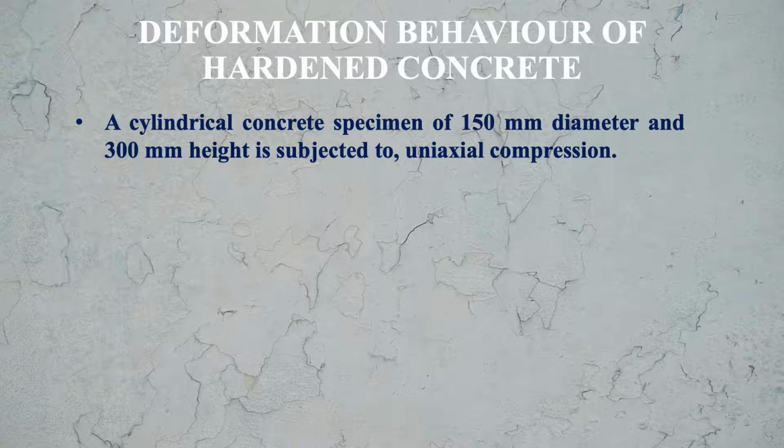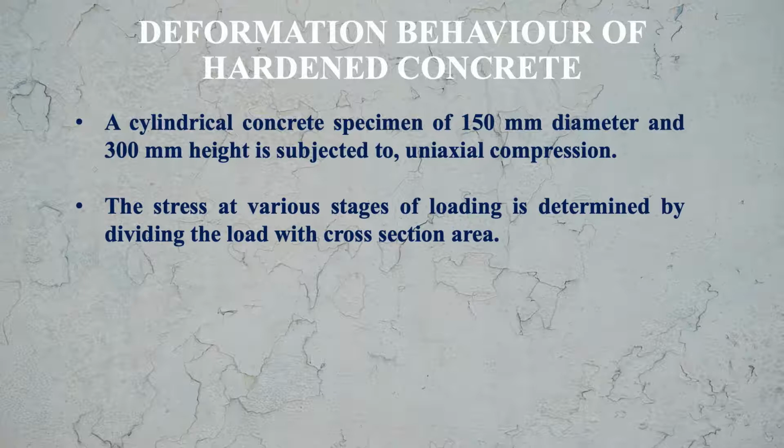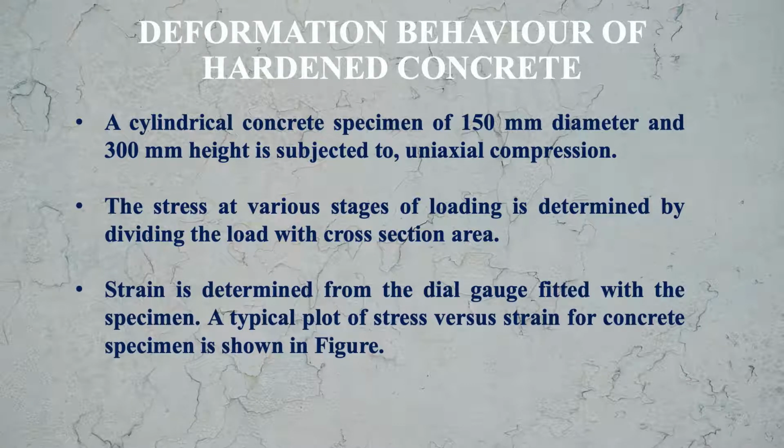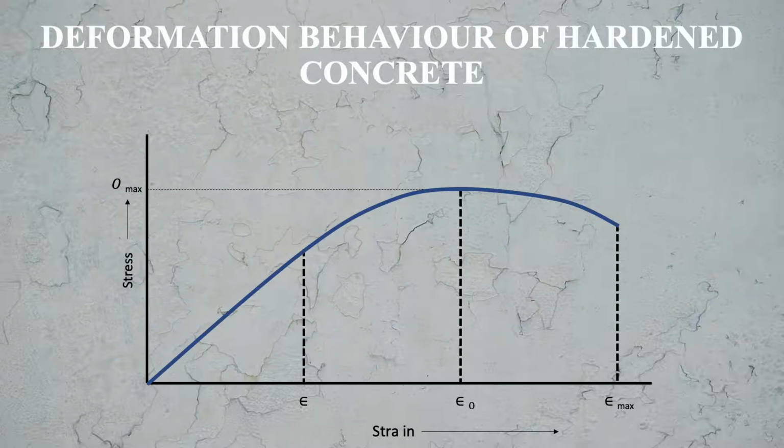A cylindrical concrete specimen of 150 mm diameter and 300 mm height is subjected to uniaxial compression. The stress at various stages of loading is determined by dividing the load with cross-sectional area, and strain is determined from the dial gauge fitted with the specimen. So this is the procedure how we measure the deformation. And if you plot that stress versus strain curve for this concrete, then you will get such type of graph as shown in this picture.